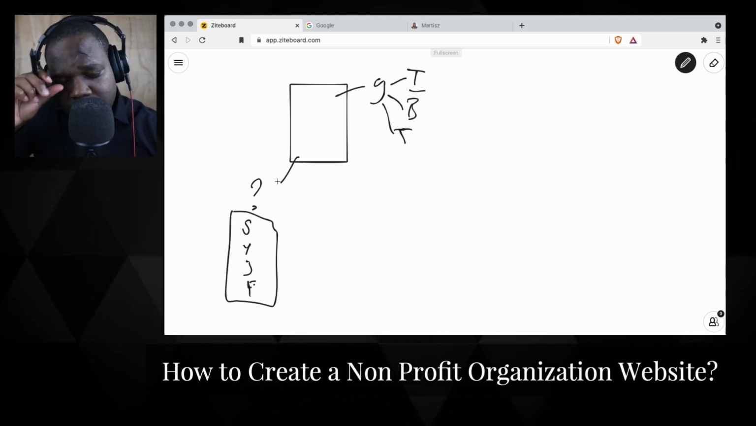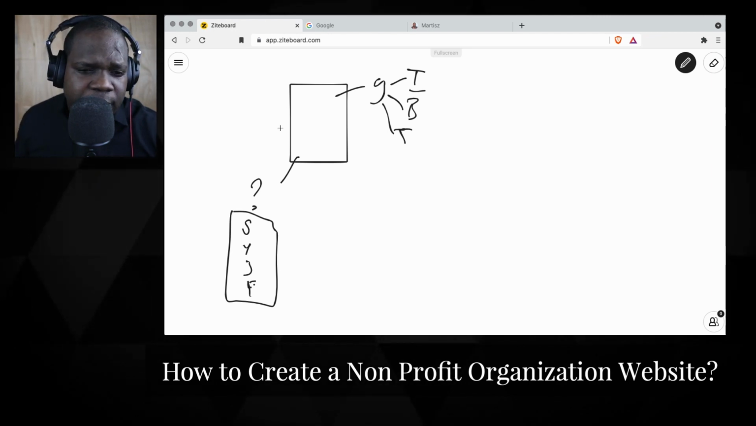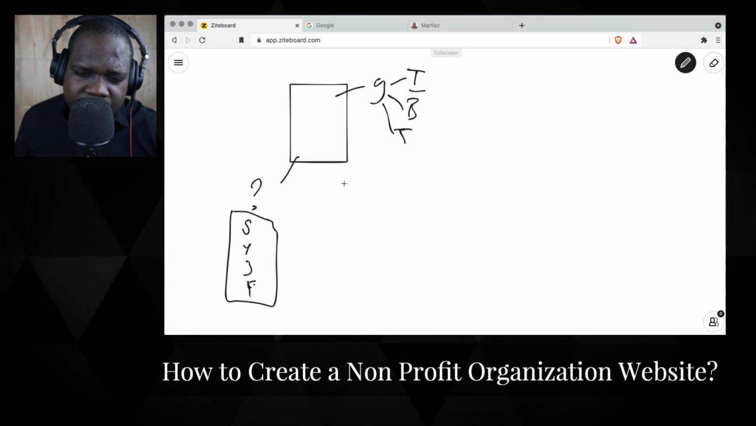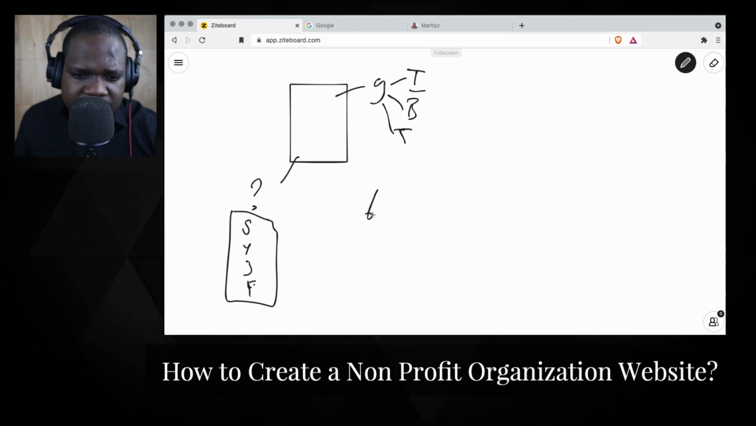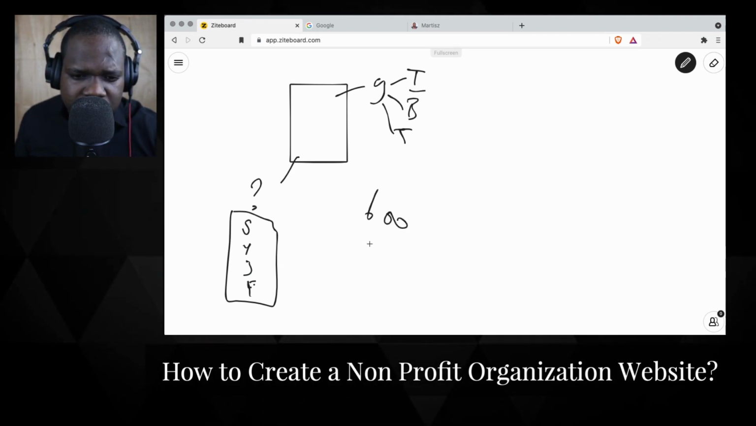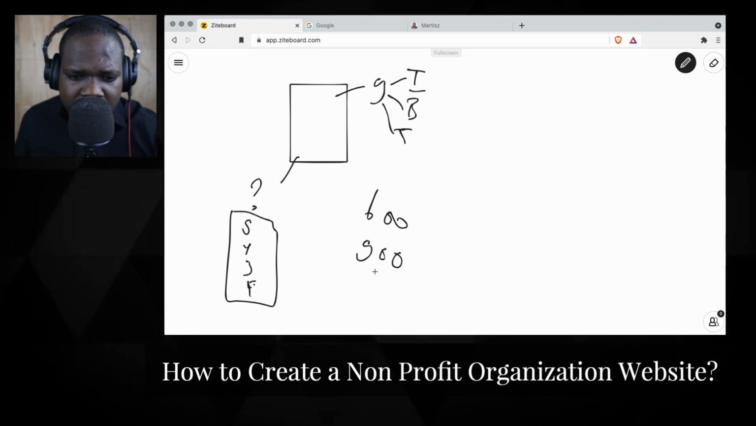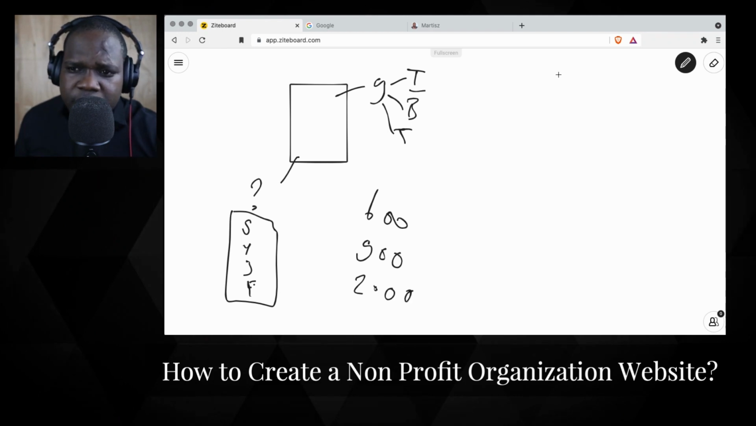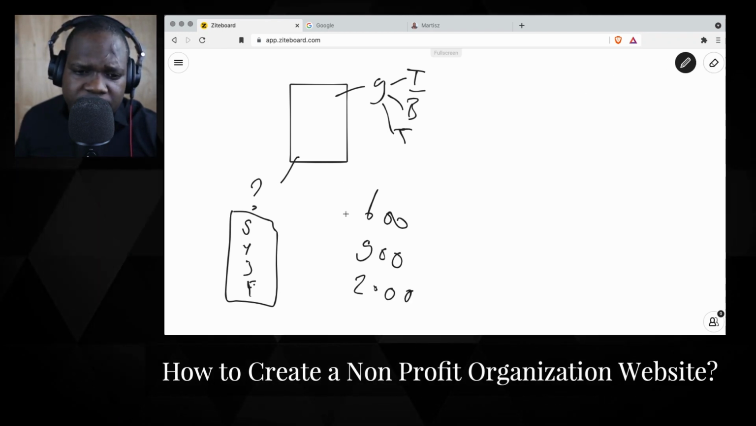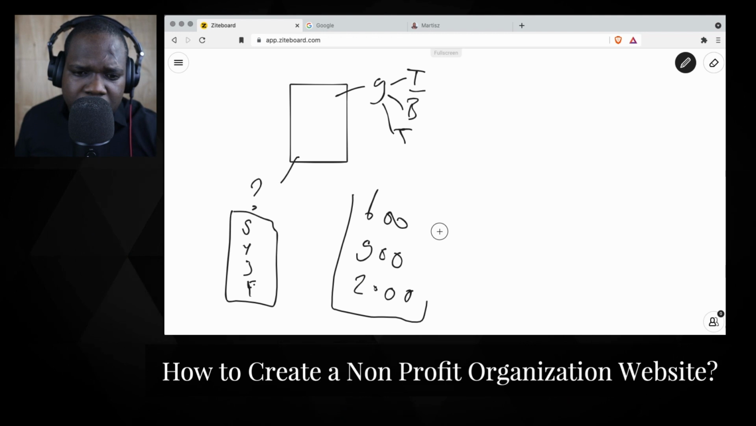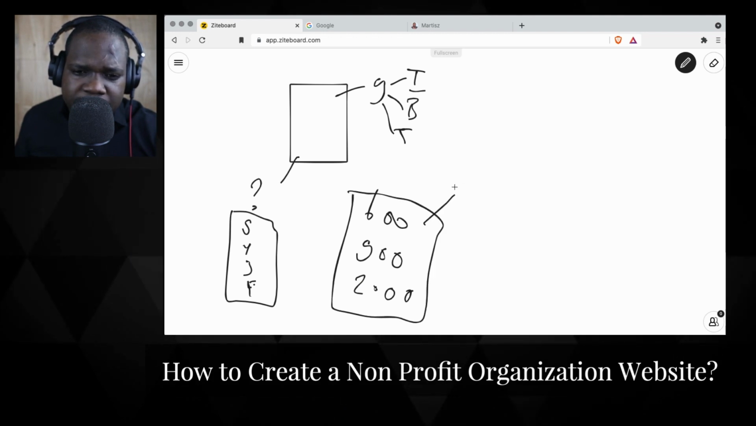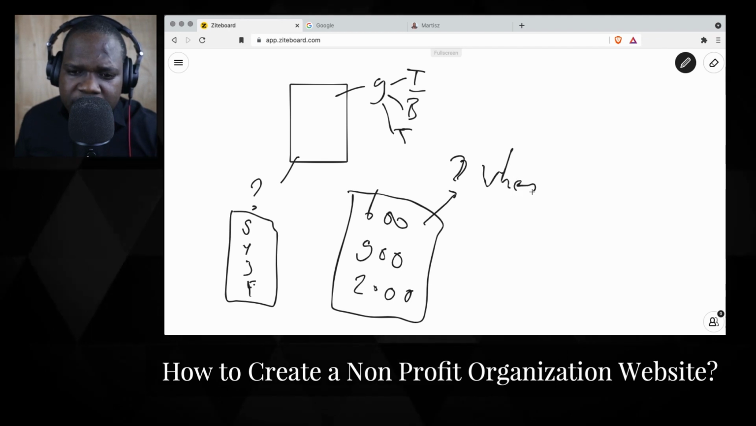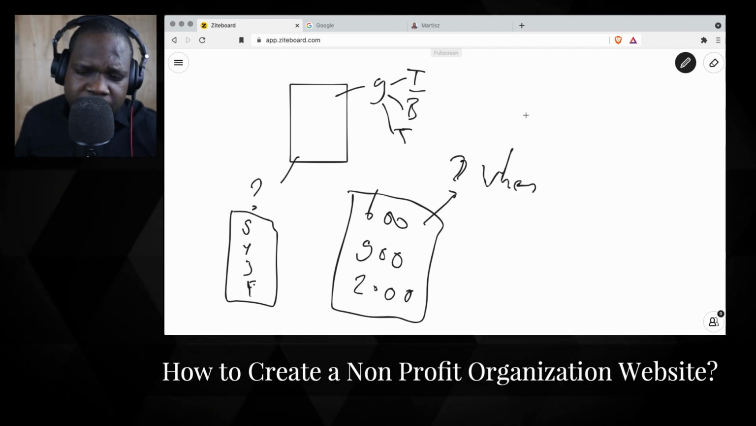The reason I'm saying that is because if you invest a lot of money in creating a website, let's say you invest 600 or 900 or 2000 in creating a website for your nonprofit organization, how do you get this back? And when do you get this back? See, it doesn't matter how much you invest in it. How do you get it back and when?